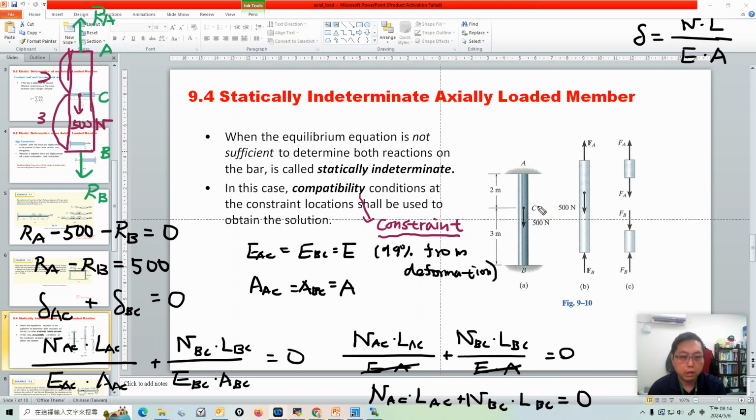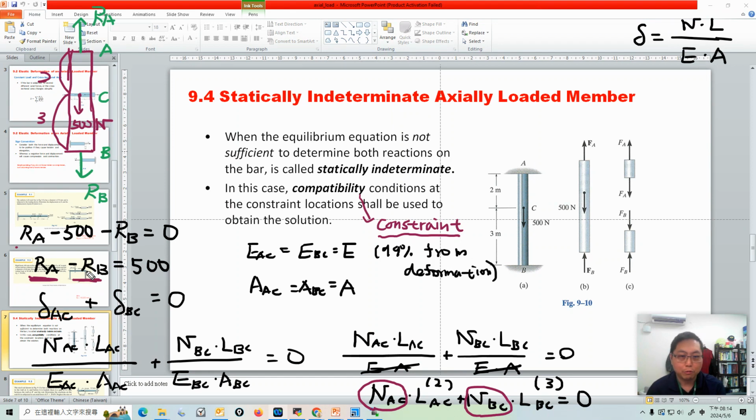And we know LAC is 2, and LBC is 3. And the next thing is, what are NAC and NBC? What's the connection between NAC, NBC and the reaction force at A and the reaction force at B, at terminal A and terminal B? So how do we resolve this issue?